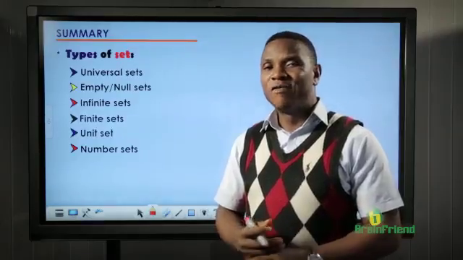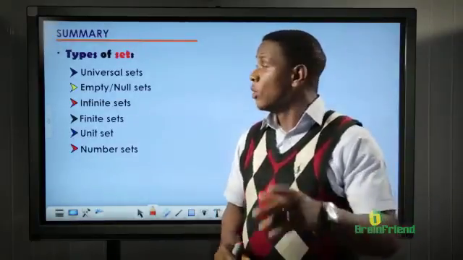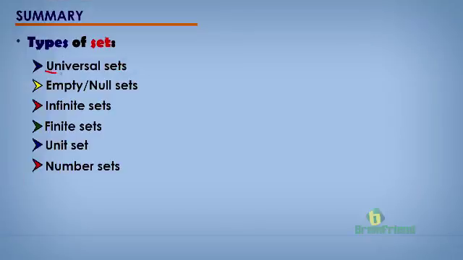In summary, we've learnt about 6 different types of sets. We've learnt about the universal set, which we said is the set of all elements under consideration in a particular problem. Next, we learnt about the empty or the null set, which we said basically is a set that does not exist. We learnt about the infinite set, which we said is the set that contains elements that are innumerable in measure and hence are considered infinite.